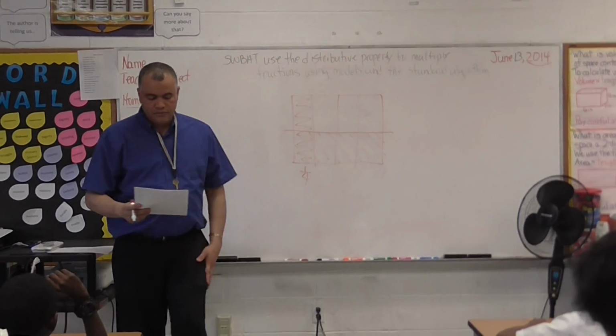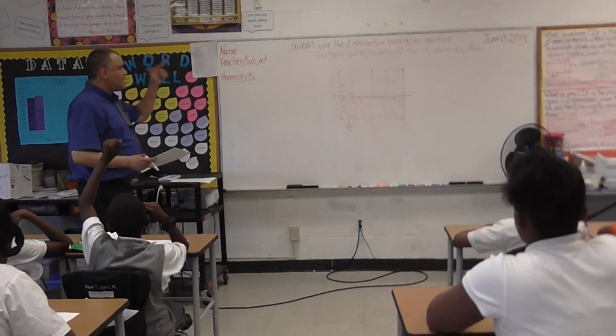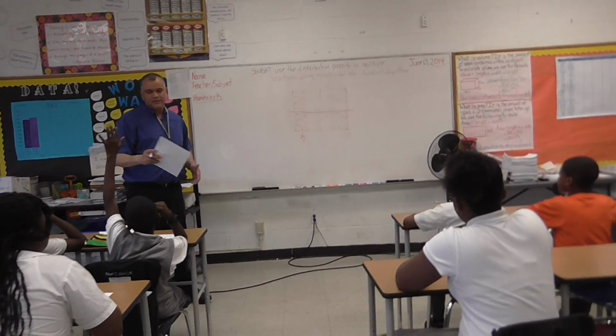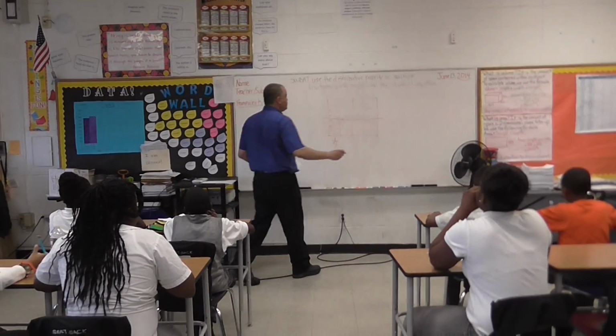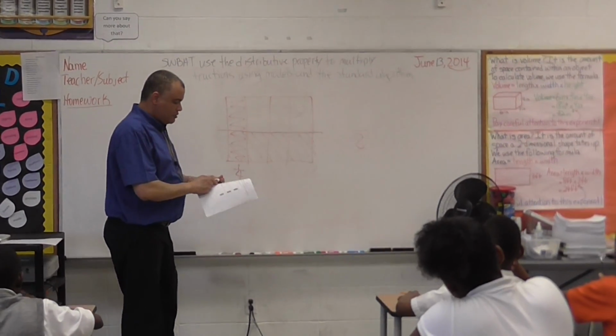Now there's a question. How many parts are there in one whole? So how many parts are there now in this whole region? 8. There's now 8. So we know that our answer has to have an 8 in the denominator.